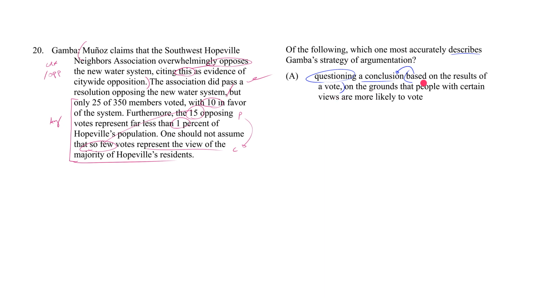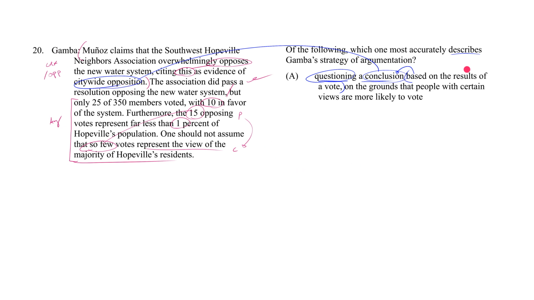Is Gamba questioning a conclusion based on results of a vote? See, the abstraction comes in, right? You're like, wow, God, what conclusion? The conclusion that Gamba is questioning, surely she's questioning a conclusion. She's questioning Muniz's conclusion, right? Muniz's conclusion is there's citywide opposition. That's the conclusion that Gamba is questioning. She's saying, is there really citywide opposition?